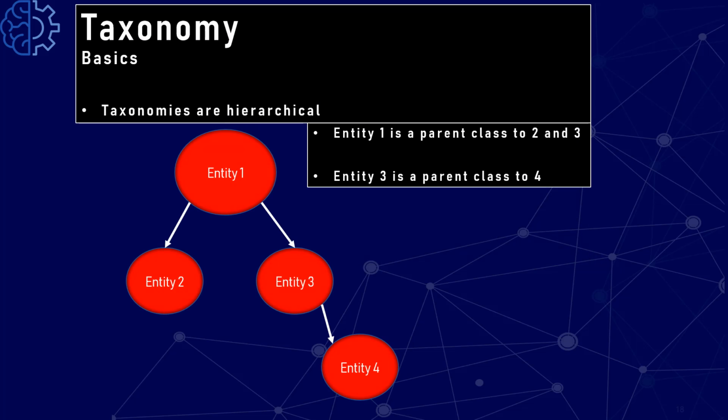Another thing to remember about taxonomies is that they're hierarchical. The diagram here is displaying an example group of concepts with some basic parent-child relationships shown with the arrows.